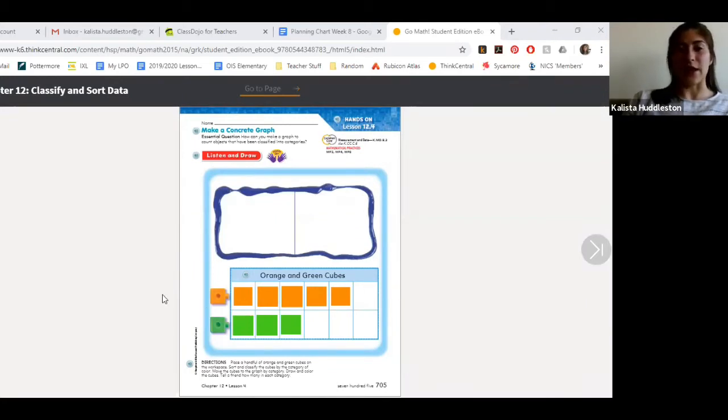So now let's count. I have 1, 2, 3, 4, 5 orange cubes. So I'm going to write a 5 here. And I have 1, 2, 3 green cubes. So I'm going to put a 3. That's what I had in my handful. Let's try one more time.